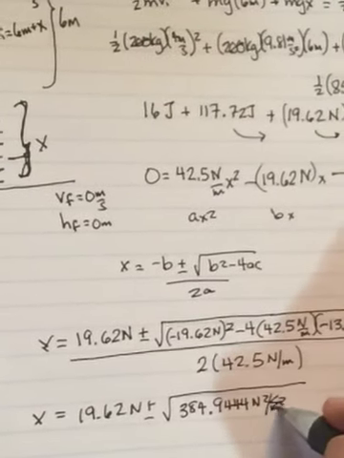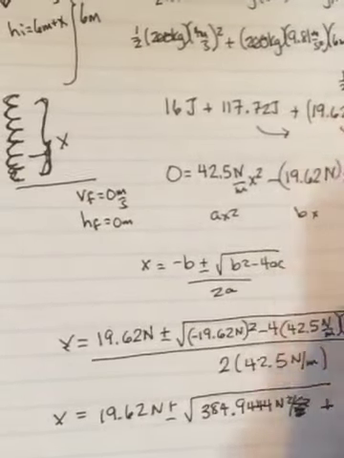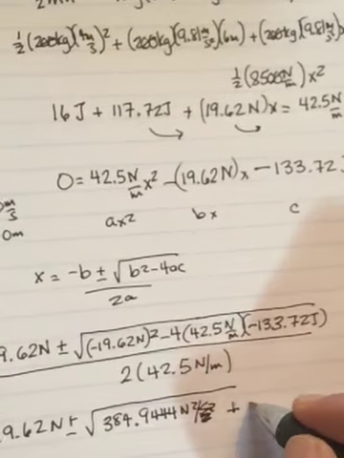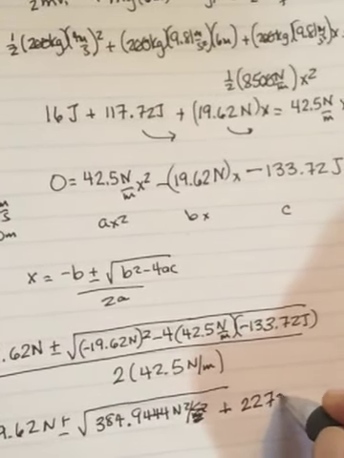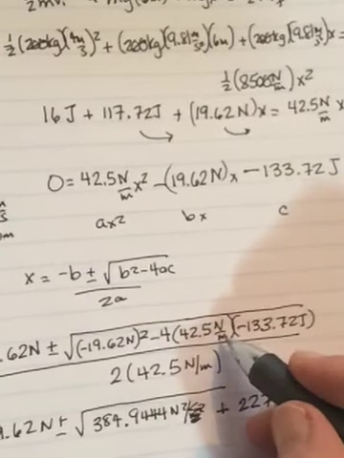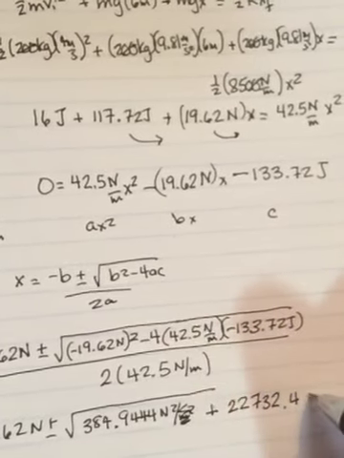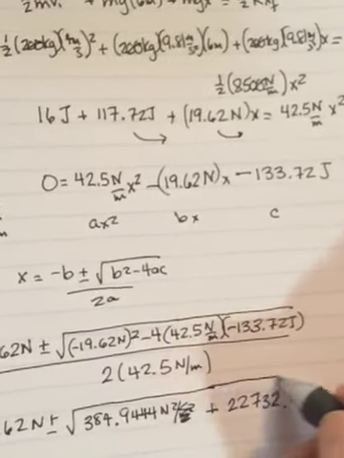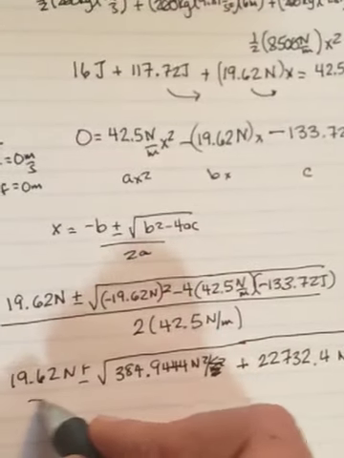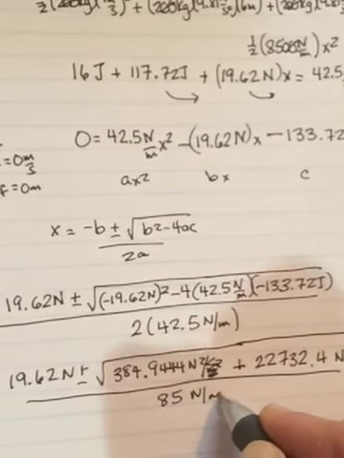No, sorry, there was no meters in there, just newton squared. The negative and negative become positive. And then when I multiply these three terms together, I get 22732.4. And a newton per meter times a joule. Remember, a joule is a newton meter, so that'll cancel. And this will also give me newton squared, which is a good thing, because it means I can now add those two terms together. And on the bottom, I will have 85 newtons per meter.